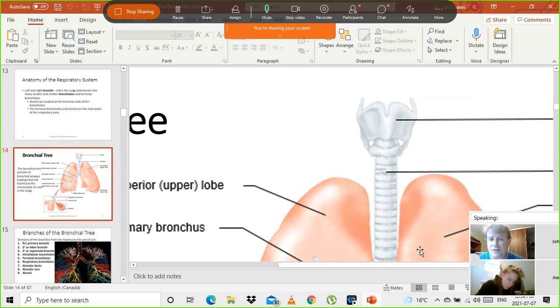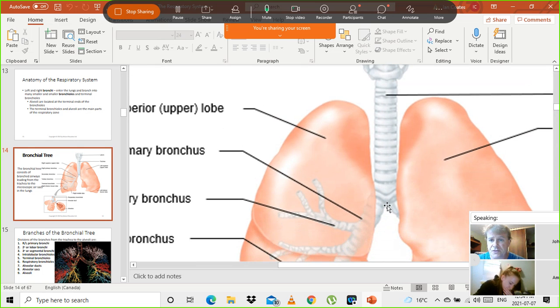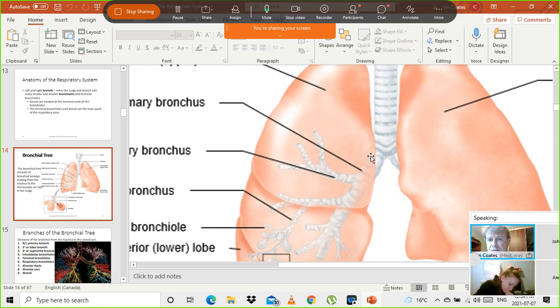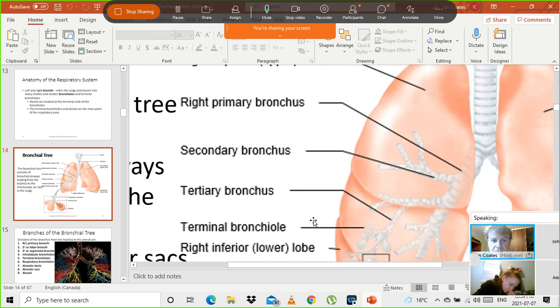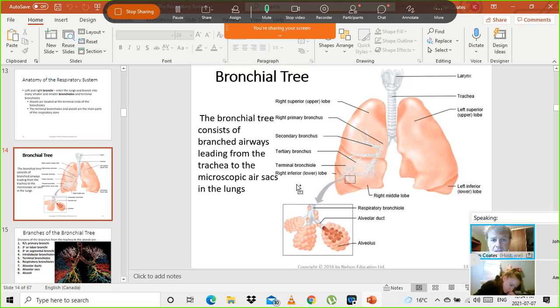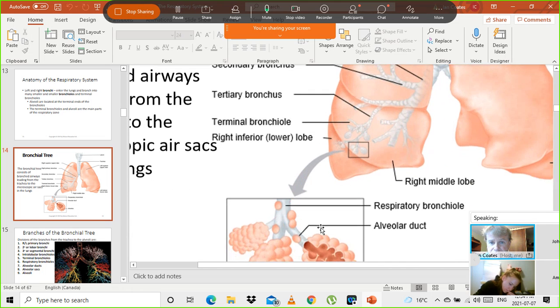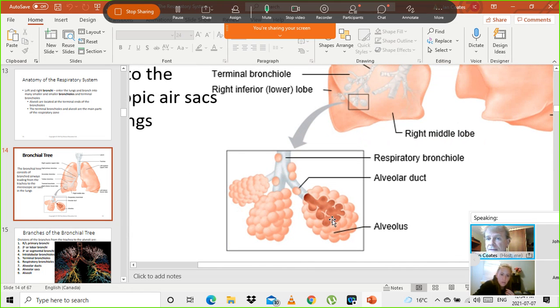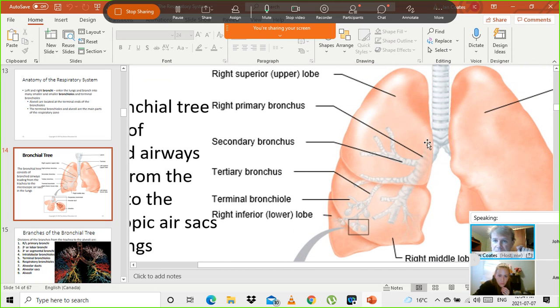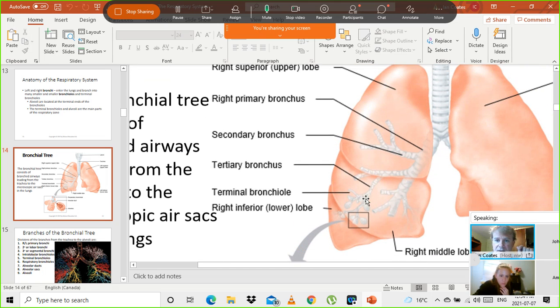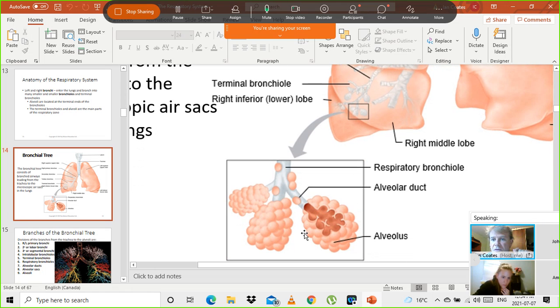Yep, there's your larynx, and there's your trachea, there's your right primary, your left primary is over here, and you guys can all have a look at these, okay? And then, these are your alveoli, all right? These are at the very end, and you'll see here the air. You're breathing in, it comes in, all the way to the end.